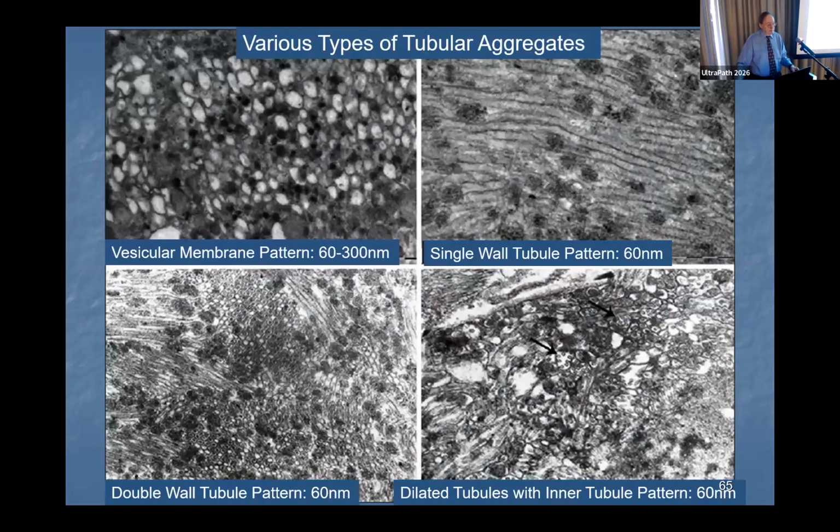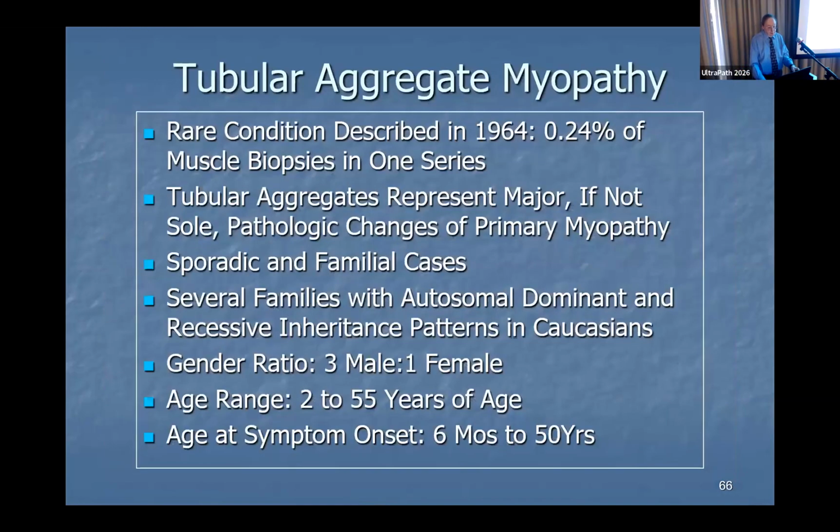And these are the various types of tubular aggregates that have been described in the literature. There's a vesicular membrane pattern, a single wall tubular pattern, a double wall tubular pattern, and dilated tubules with an inner tubule pattern. All these are in the 60 nanometer range in general. So I'm just giving you variations of the appearance of these. Ours has no difficulty falling into tubular aggregate myopathy. This is a fairly rare condition.